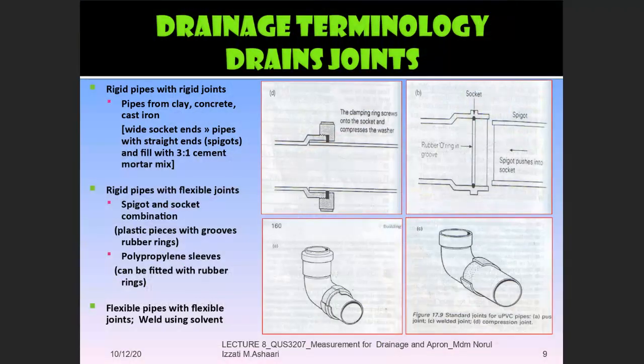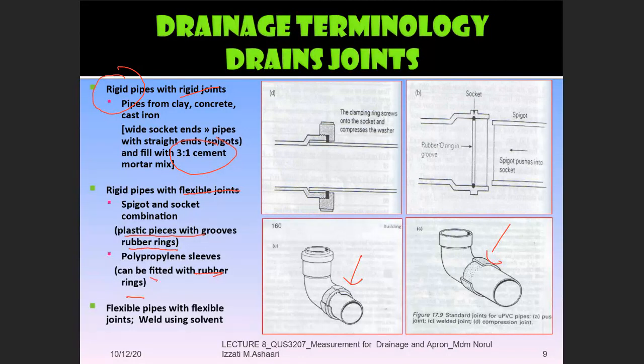Okay, so this is the recap on the terminology. Again, you have to state this in the description when you measure for the pipe work. Recap on the type of jointing, either rigid jointing or flexible jointing. An example of rigid jointing is the connection with cement and sand. Rigid means permanent, but flexible means you can adjust. You can move this one by using a rubber ring, plastic pieces with the groove or rubber ring, or maybe fitted with the rubber ring only.